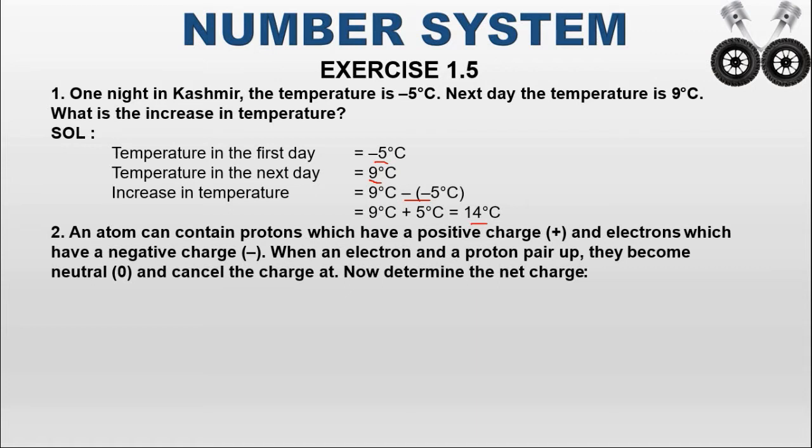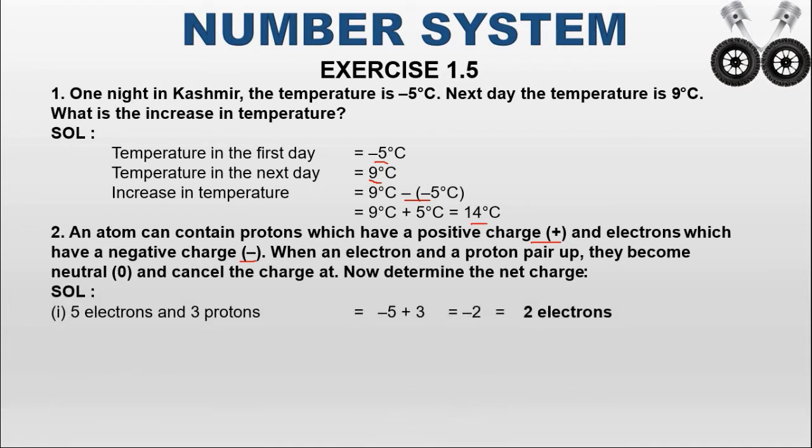So, second problem. An atom can contain protons, which have a positive charge, and electrons, which have a negative charge. When an electron and proton pair up, they become neutral and cancel the charge. Now determine the net charge. So what is the problem given here? The proton is denoted as the positive charge and the electron is denoted as the negative charge. So if the proton and the electron are paired, then we get neutral, that is 0. Some problems are given here, and for that we have to find the solution.